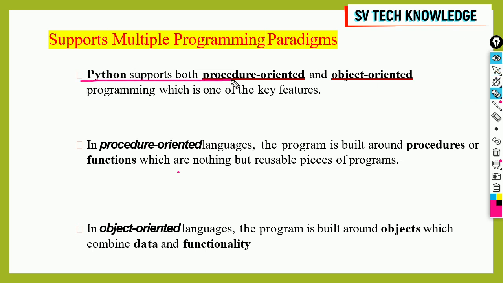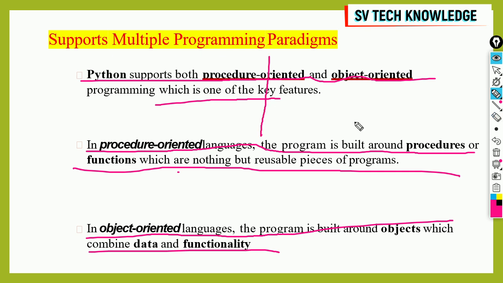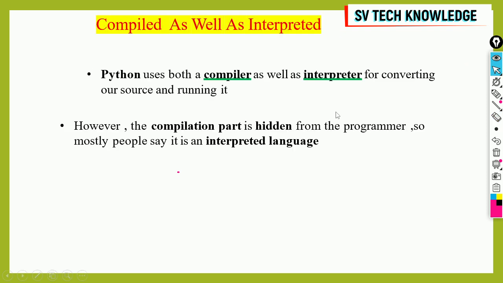So next, supports multiple programming paradigms. Means Python supports both procedural oriented and object oriented programming, which is one of the key features of Python. In procedural oriented languages, the program is built around procedures or functions which are nothing but reusable pieces of programs. In object oriented programming languages, the program is built around objects which combine data and functionality. So both these features are included in Python.